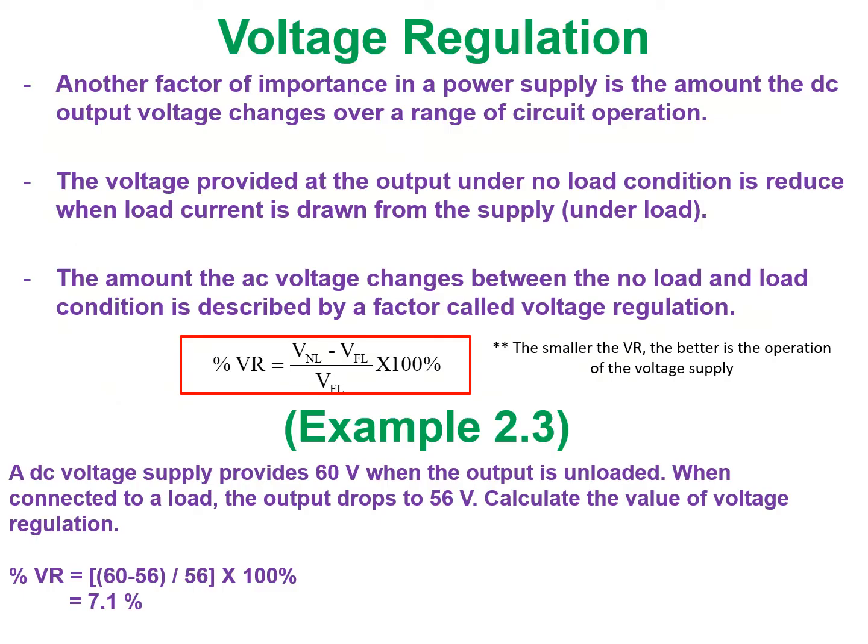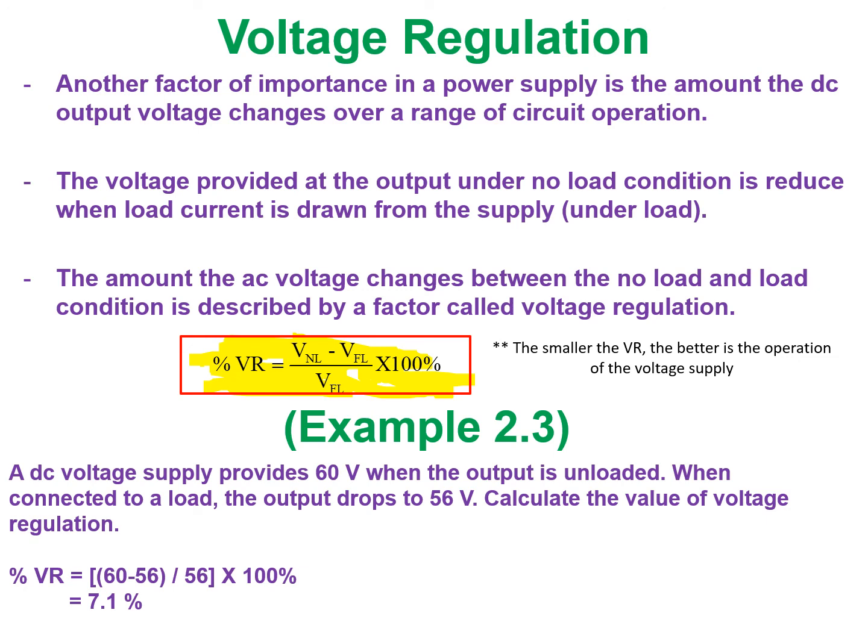So voltage regulation is actually this one. We don't want the voltage to drop, or to increase more than its normal level. So the important thing here is this formula. Percentage of voltage regulation is equal to V no load minus V full load over V full load. The smaller the VR, the better the operation of the voltage supply.